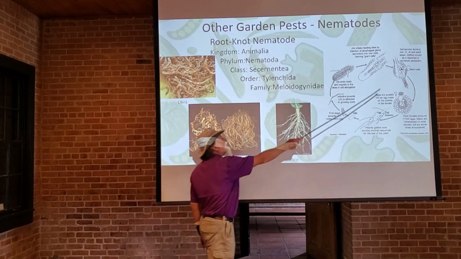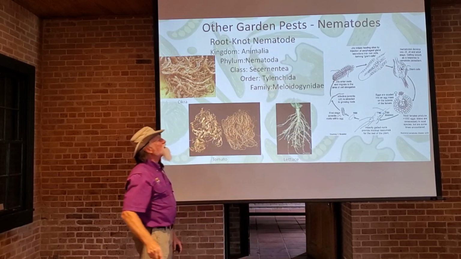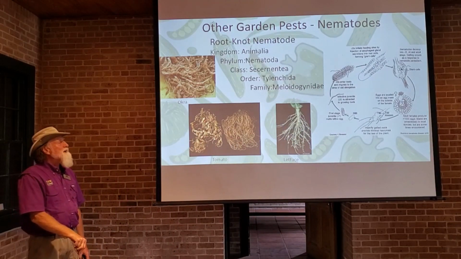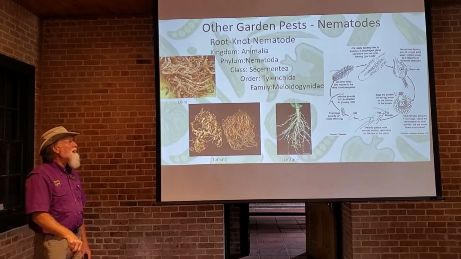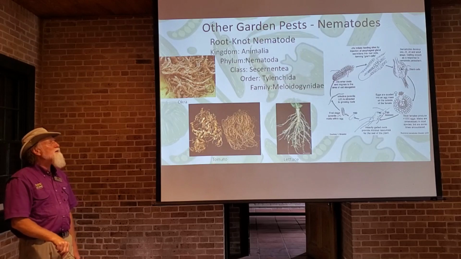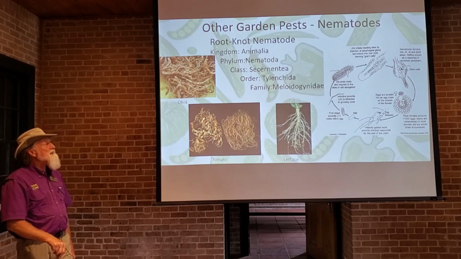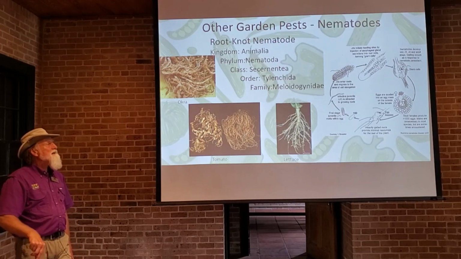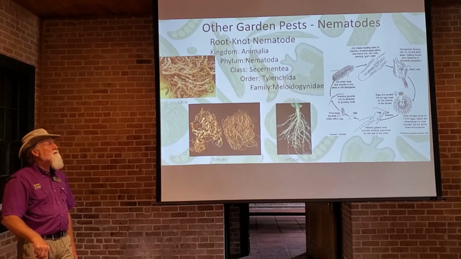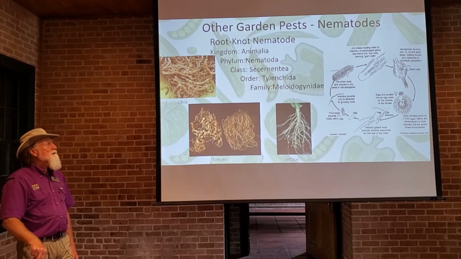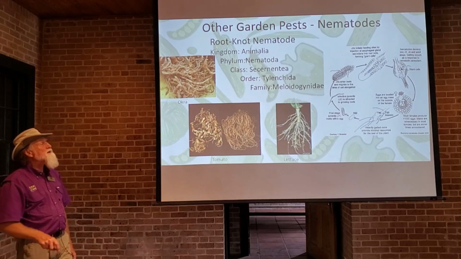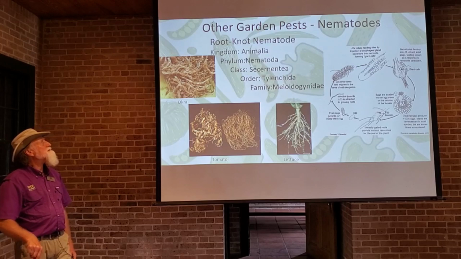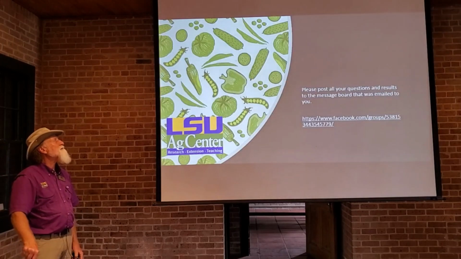Here's the life cycle of the root knot nematode that you can look at later if you want. But essentially, there's an egg that's laid. There's a free living stage that finds the plant root that it wants to infect. It goes in, sets up home, and then induces the plant to form a little knot around it to protect it and create a feeding site where it matures and reproduces. The most common nematode we're going to find is the root knot nematode.